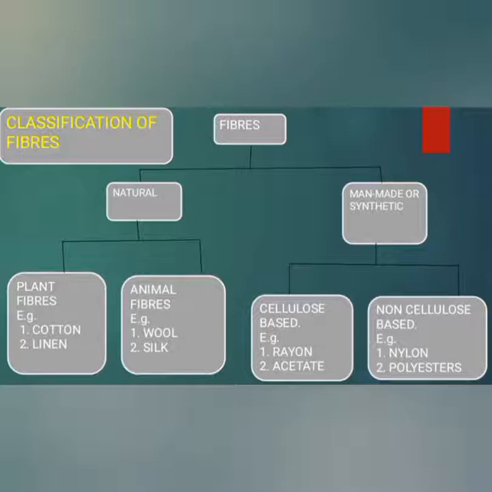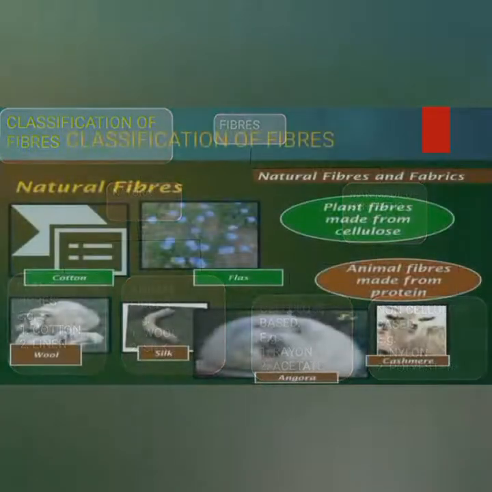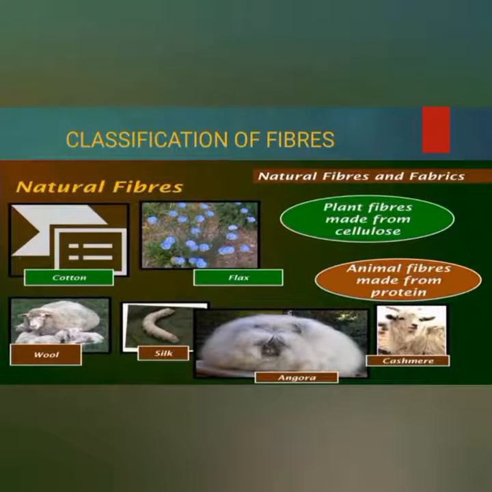That will bring us to man-made or synthetic fibers. We have two types of man-made or synthetic fibers: the cellulose-based and the non-cellulose based. Under the cellulose base, we have the rayon and acetate. Under the non-cellulose base, we have nylon and polyester. You can see from this image the classification of fibers. We have cotton, flax, wool, silk, angora and cashmere.